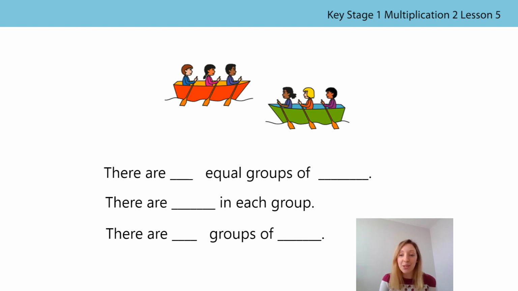Did you work it out? Could you see what the missing words are? How many equal groups are there? There are, that's right, 2 equal groups of children, because we'd already decided, haven't we, that one boat is one group, and now we can see that there are 2 boats. So there are 2 equal groups of children. And how many children are in each group? That's right, there are 3 in each group. Fantastic. And then if we count our groups, we've got one group of 3, 2 groups of 3. So there are 2 groups of 3.